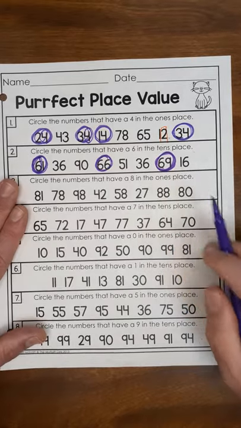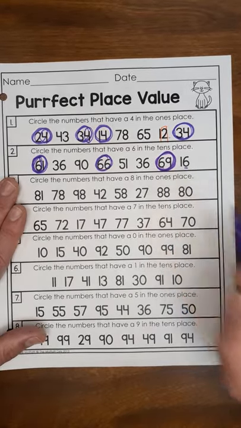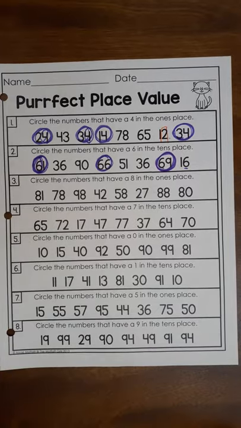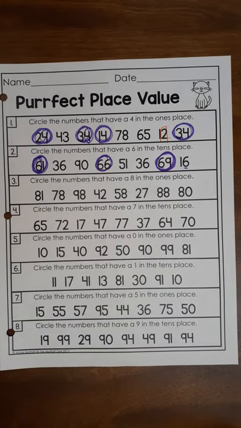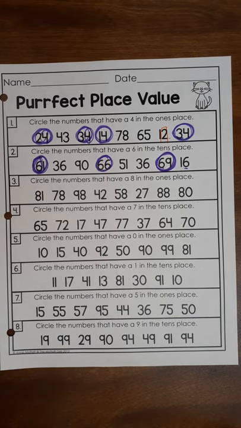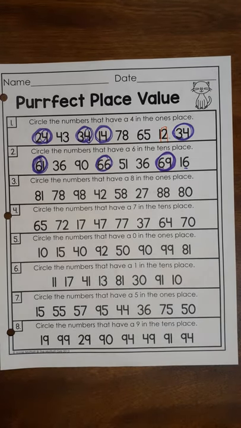And then we have 16. Nope, the six is right there, in the ones category. We don't need to even circle it. So you should have 61, 66, and 69 circled. And I want to switch colors because that's just fun. Then we have the next one that says, circle the numbers that have an eight in the ones place.